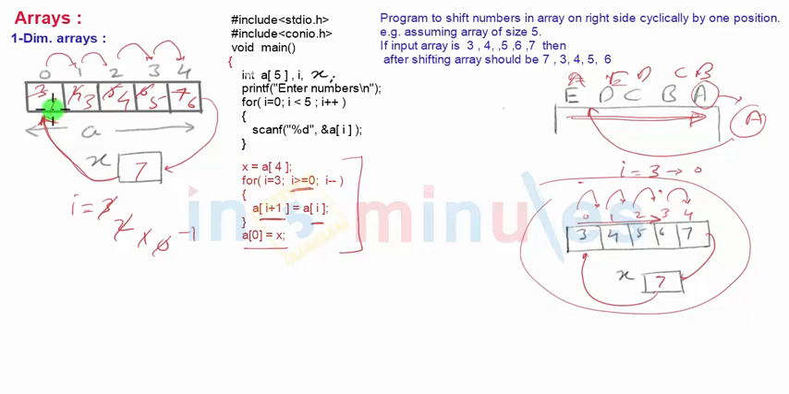Now that rearranged array we have to output. That is shifted array we have to output. Now to output we have to obviously write a for loop. So here the printf message will appear. Shifted array is as follows, and on the new line all numbers from 0 to 4 will be displayed with tab in between with this printf A0, A1, A2, A3. So the output will be 7, 3, 4, 5, 6.